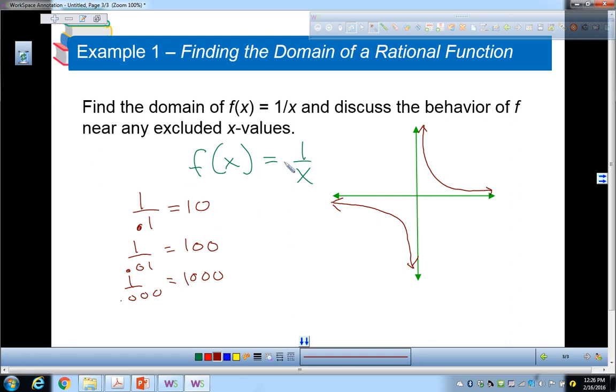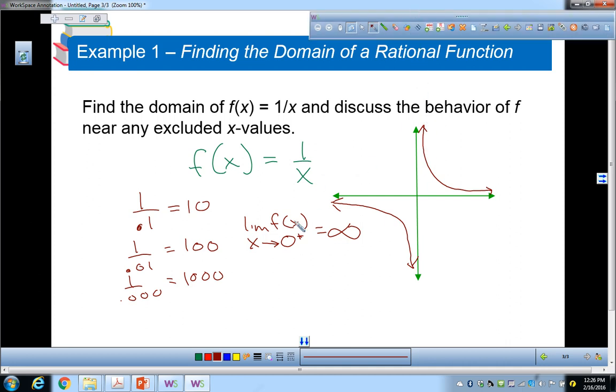Another way to describe what I just did is using this notation: the limit of f of x as x gets close to 0 from the right side is equal to infinity. We use this in chapter 11, and it's the more mathematical way to describe what's happening. This little plus sign doesn't mean positive 0. It means I'm approaching 0 from the right side. As I approach 0 from the right, y goes up to infinity. What would be the limit?